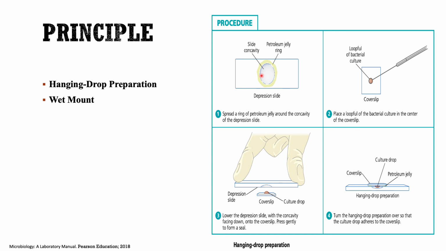So this is the procedure. In this procedure you have to use some Vaseline or something called petroleum jelly, to make the cover slip, that we put the sample on, stick to the slide, and you have to examine it under the microscope.